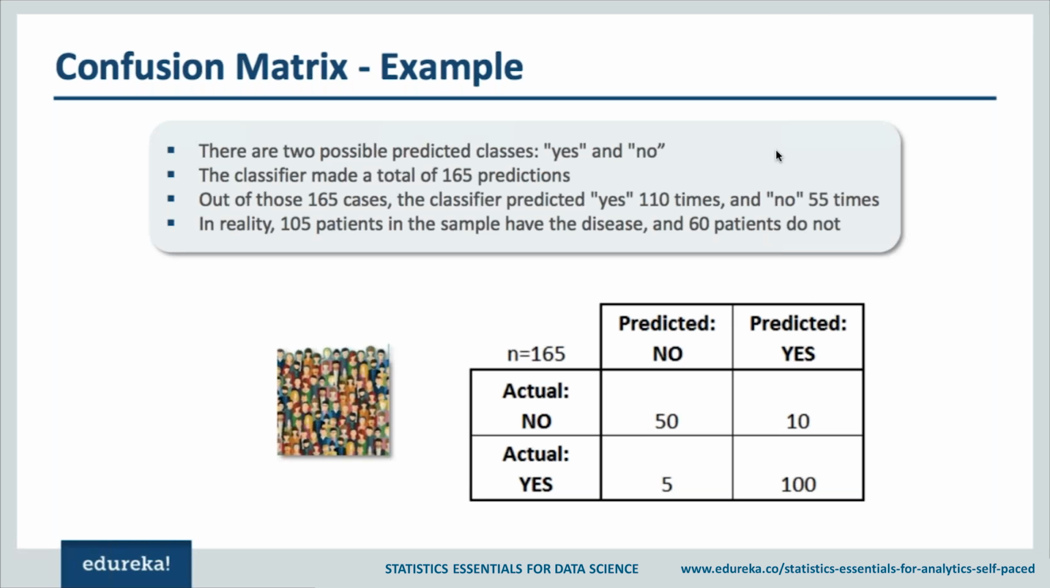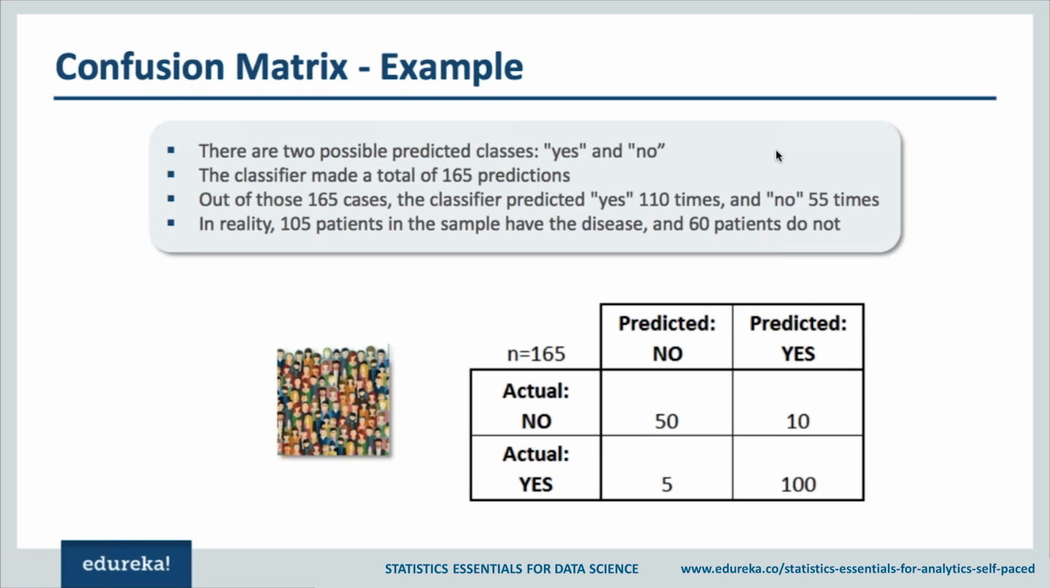And the classifier predicted yes 110 times and no 155 times. So now we have to come up with a measure of the performance of the model that you have fit. So we'll try to create a matrix of true positive, true negative, false positive, and false negative.